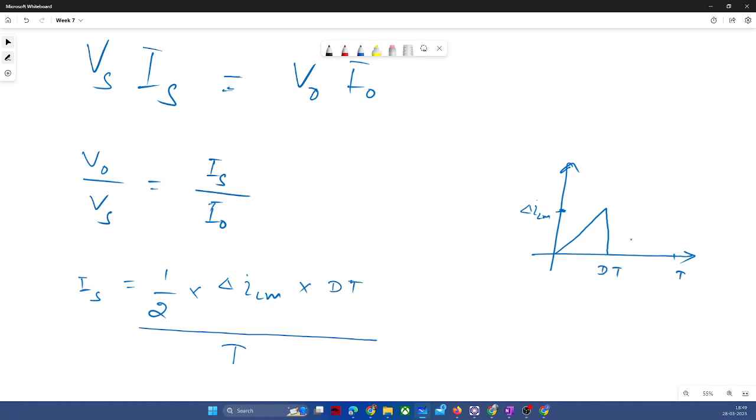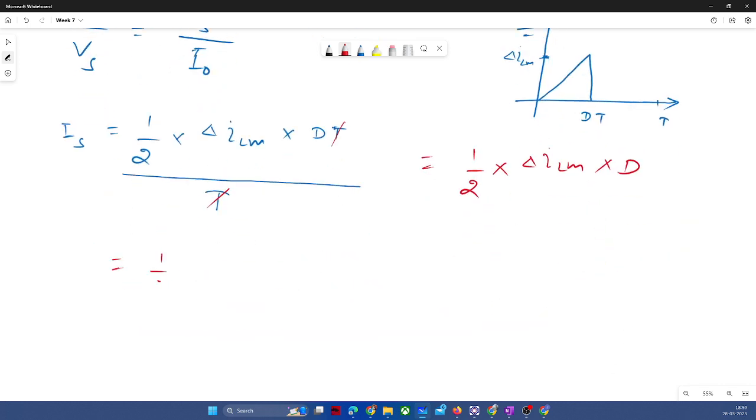This is your dt, this is t, and this is the waveform of is. So I hope it is better to visualize now, right? The waveform of is will follow the waveform of magnetizing inductor current till the switch is on. Its average value will be the average value of source current. So its average value will be half into del ILM into dt divided by t. If we cancel this t and t, we will be left with half into del ILM into d, and we all know the value of del ILM.